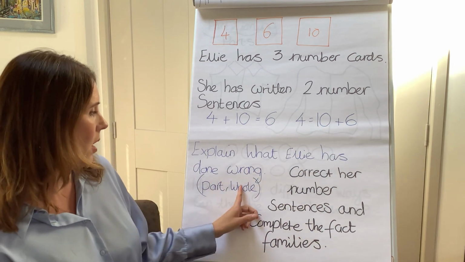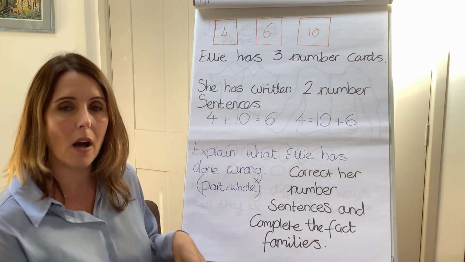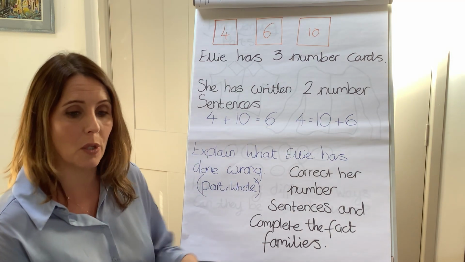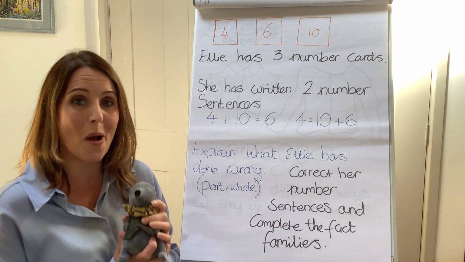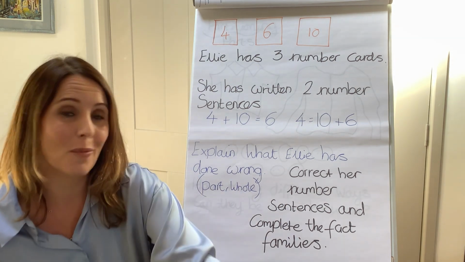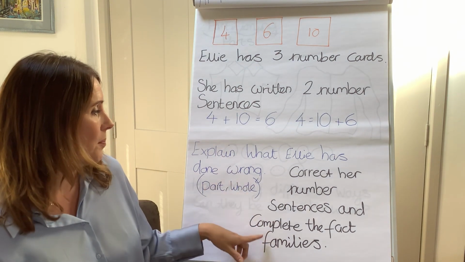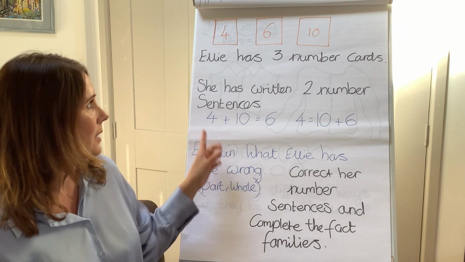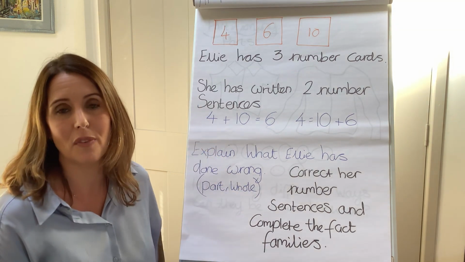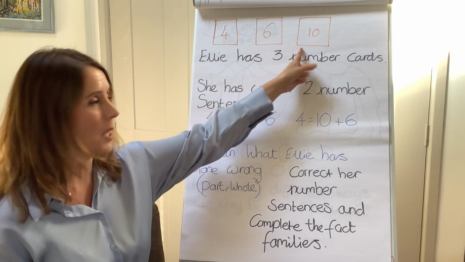Explain what Ellie has done wrong. Try and use the words part and whole in your explanation. So explain it for our maths mo. What has Ellie done wrong? Correct her number sentences and complete the correct fact families for those 3 number cards.